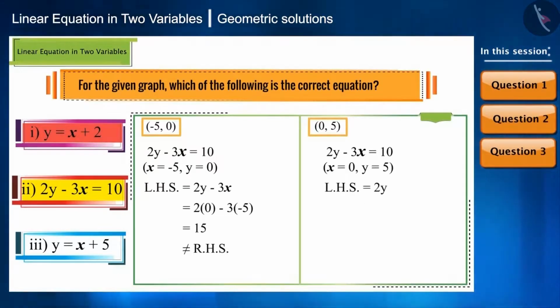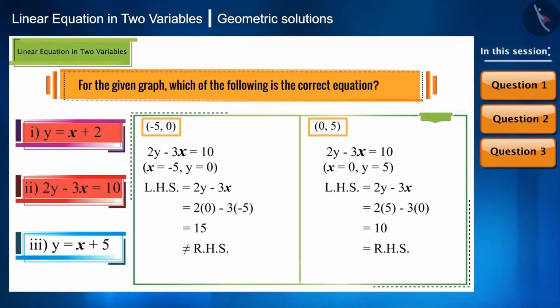But replacing the coordinates x and y with 0, 5 is making the LHS equal to RHS. So is this the equation of this line? No. Only when both the coordinates satisfy the equation, we can call it the equation of the line.